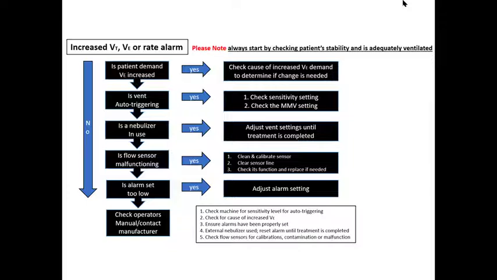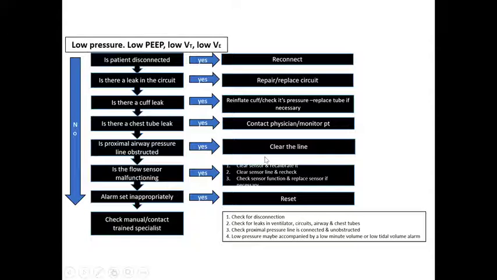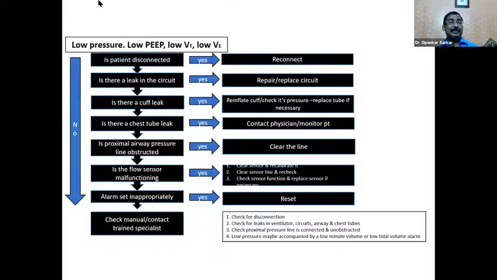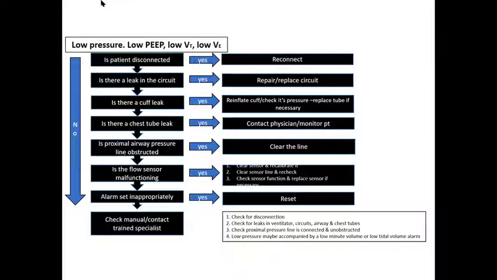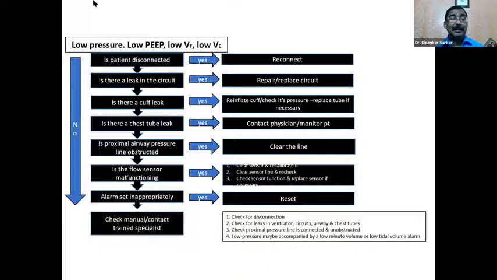Low pressure, low PIP, low tidal volume. First, you check if the patient is disconnected. Yes, before that, what I have told you: check for a leak in the circuit. Repair the leak, number one. If the patient is disconnected, reconnect the patient. If there is a cuff leak, you just refill the cuff or change the cuff.